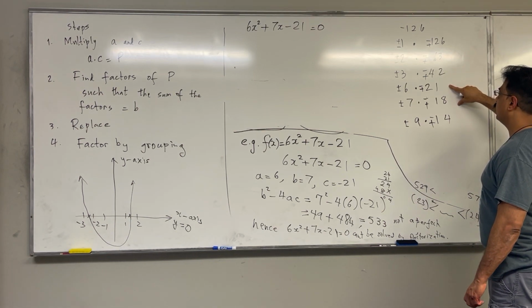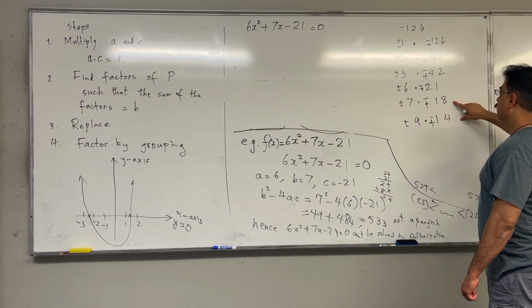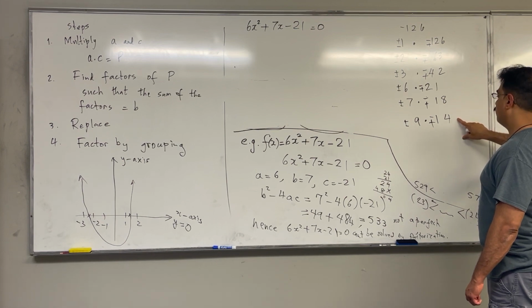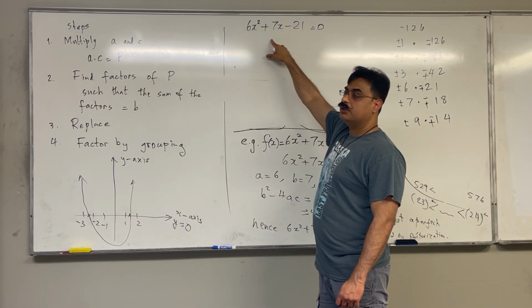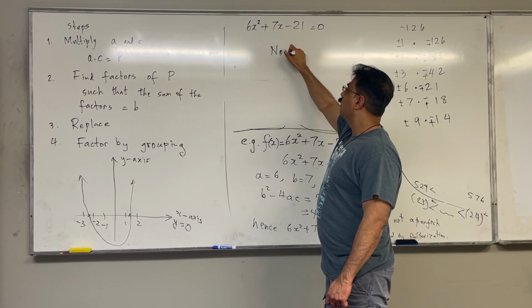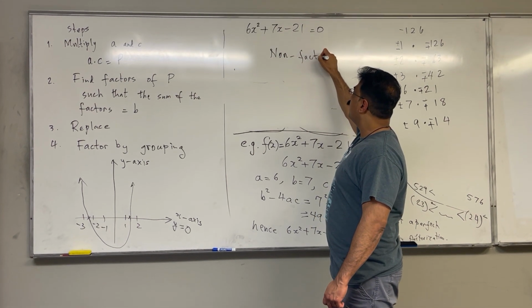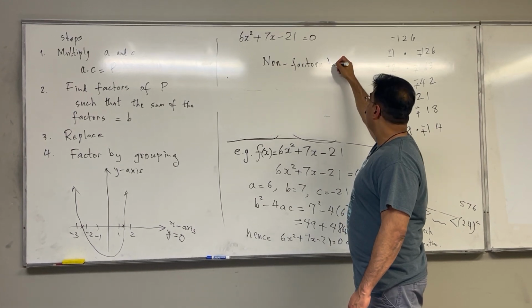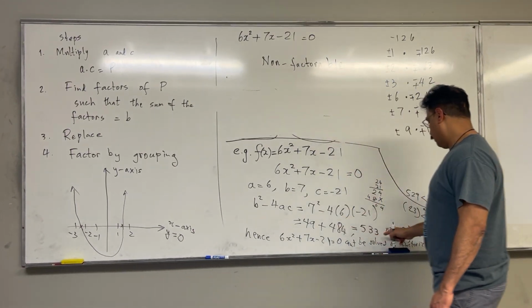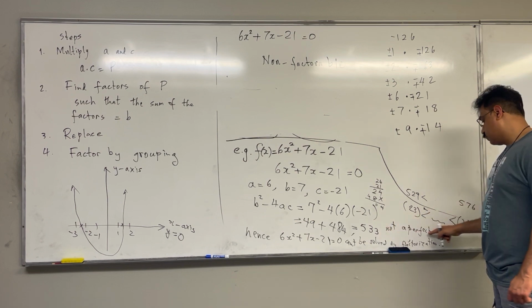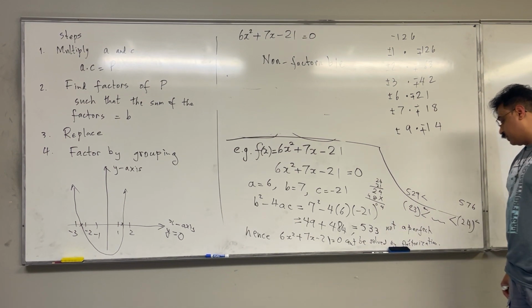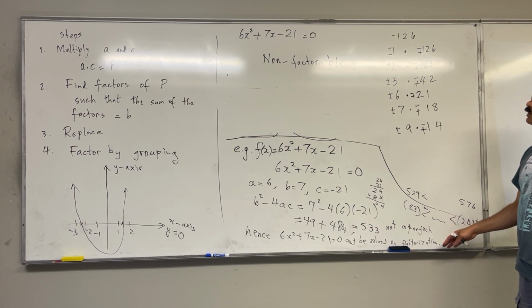If you do this, you'll get positive negative 15. When you do this, positive negative 11. When you do this, you'll get positive negative 5. But it never becomes 7. So this is non-factorable. We verified that with our discriminant. Discriminant was 533, which was not a perfect square, which already told us that this cannot be solved by factorization.